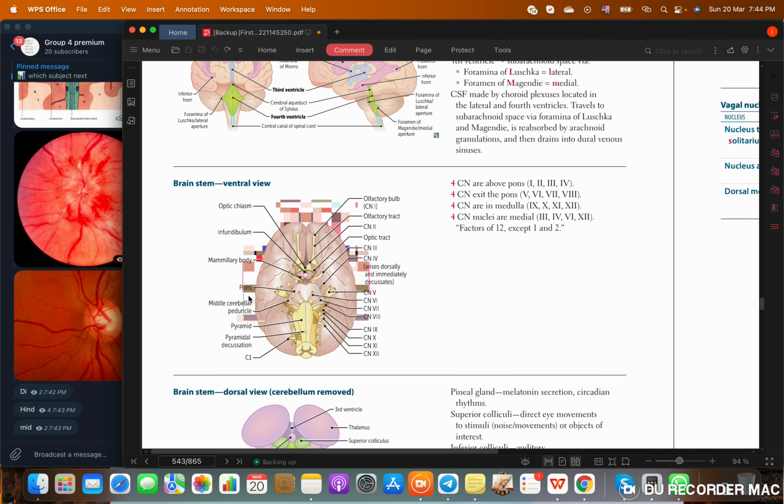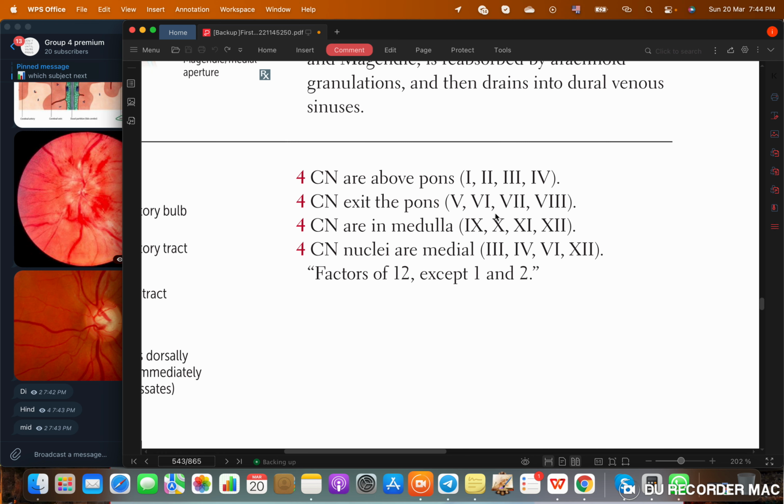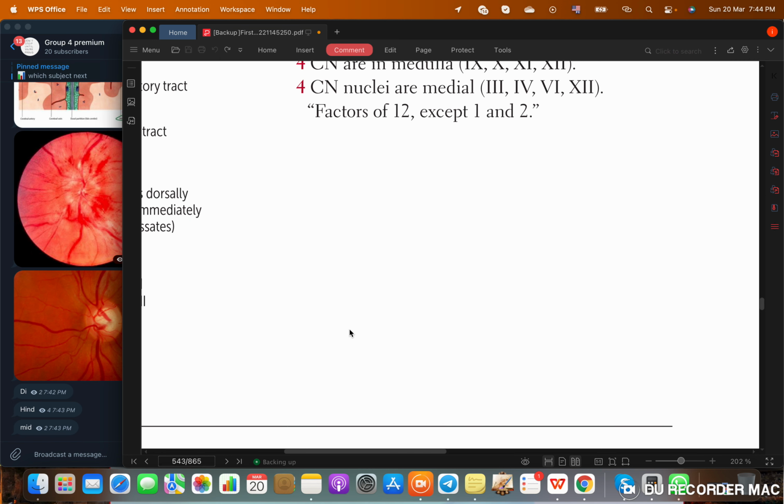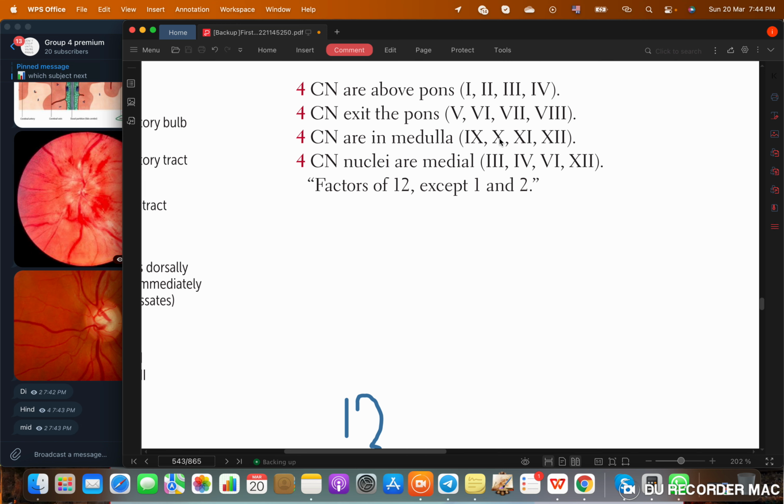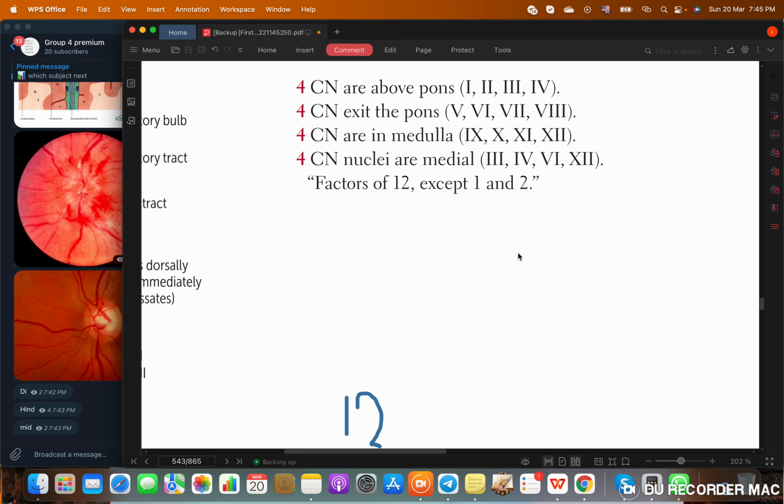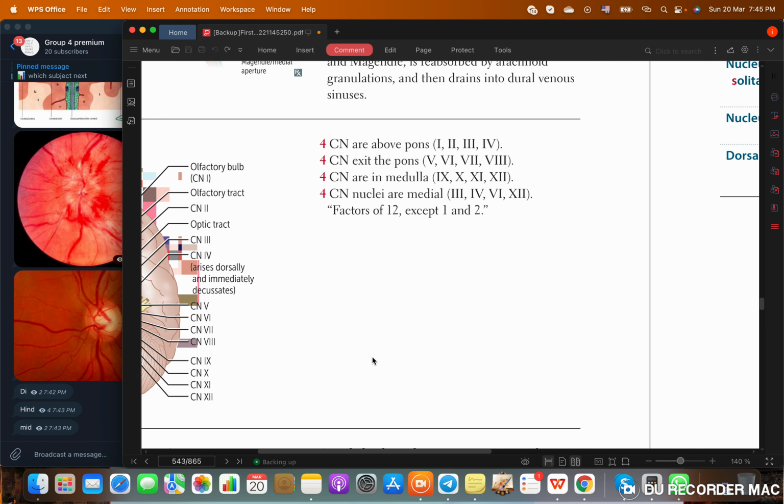The next picture is about the veins. So this is the brainstem and all of the cranial nerves coming out of it. Let me make it simple for you. Now they make this nice. I like it. So yeah, factors of 12 except 1 and 2. You can use this if it works for you. This is perfect, but personally I have my own way. I saw it in Boards and Beyond actually. I'm not taking the credit for it.